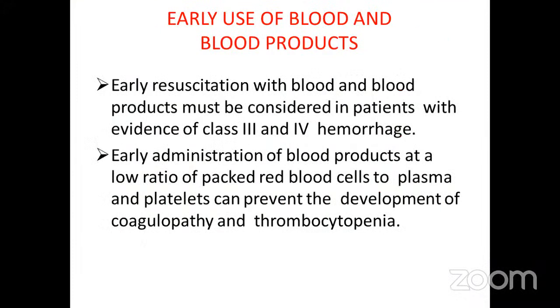And whenever a patient is having stage 3 and stage 4 of the classification of hemorrhage, you need to start early resuscitation with blood and blood products with a low ratio of packed RBC to the plasma and the platelets to prevent the development of coagulopathy and thrombocytopenia.